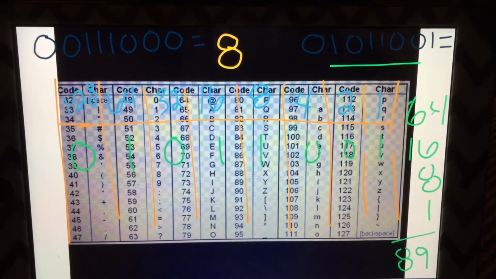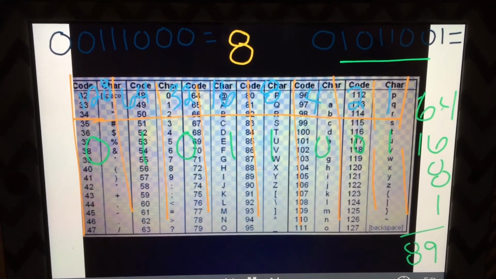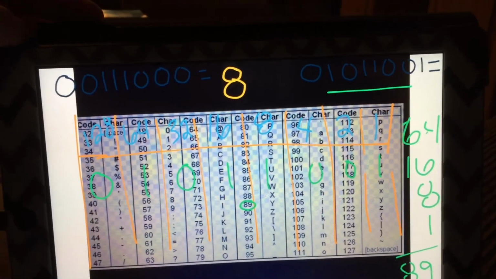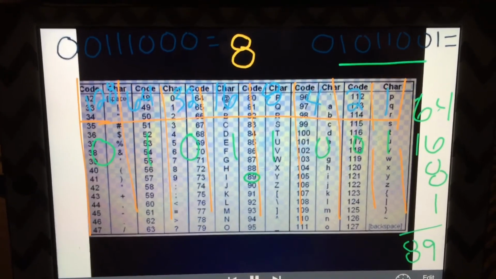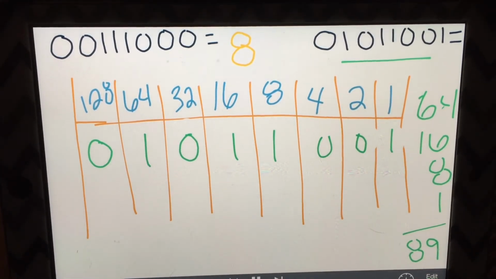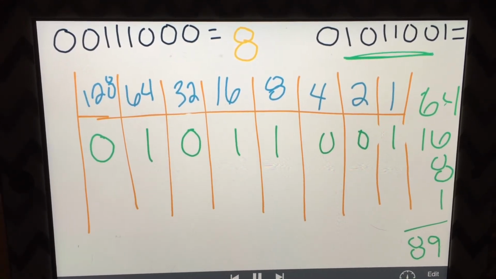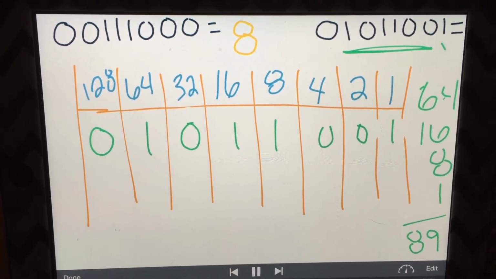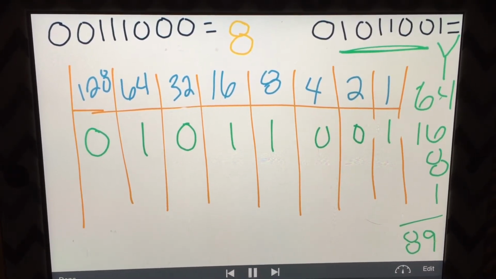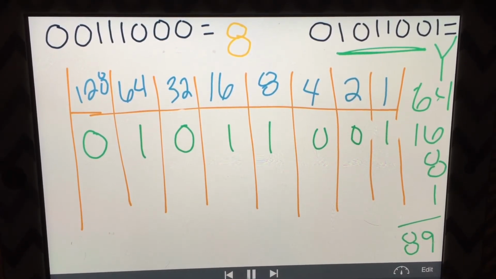Going back to our ASCII sheet, go find 89 right here, and you'll notice that it stands for the character capital Y. So this binary code stands for capital Y. Very simple compared to the last one.